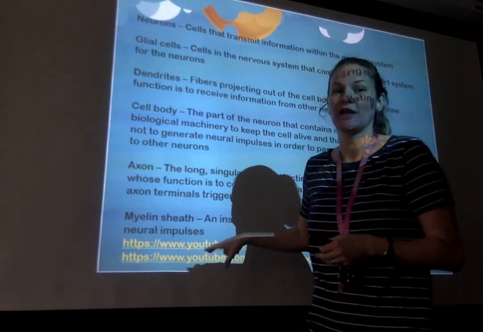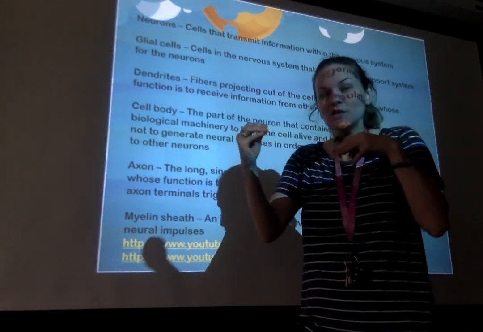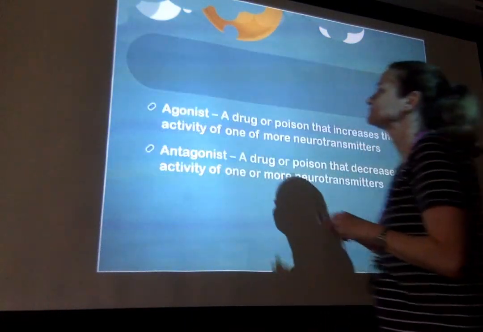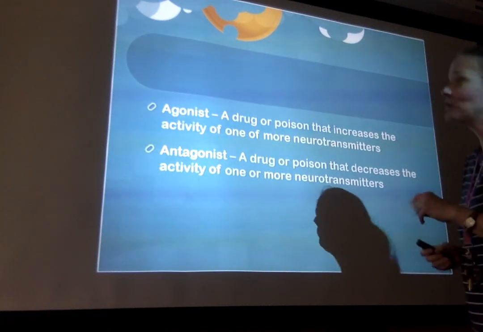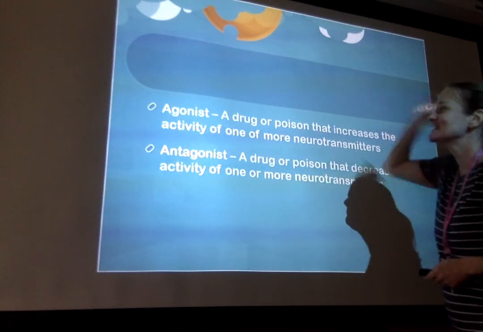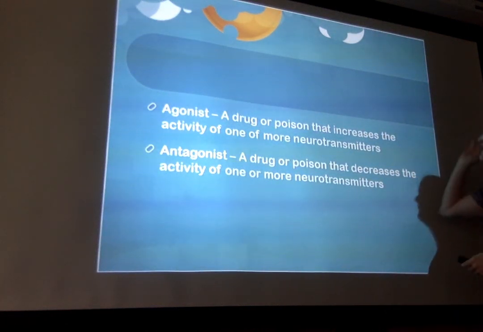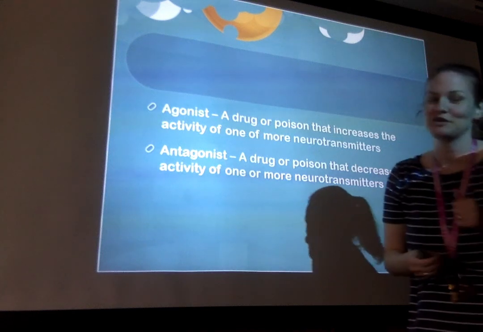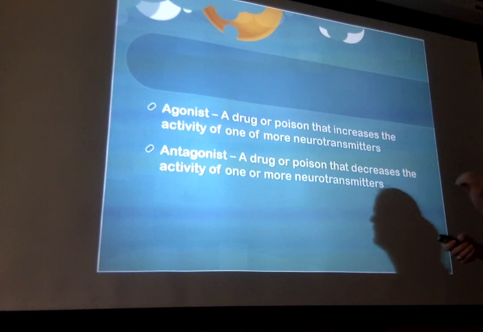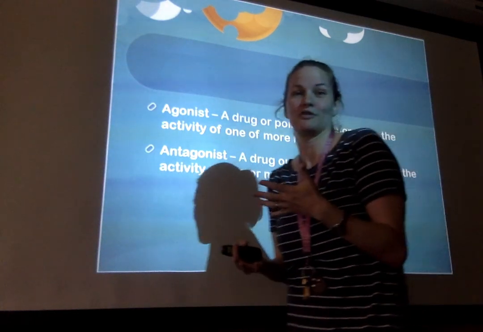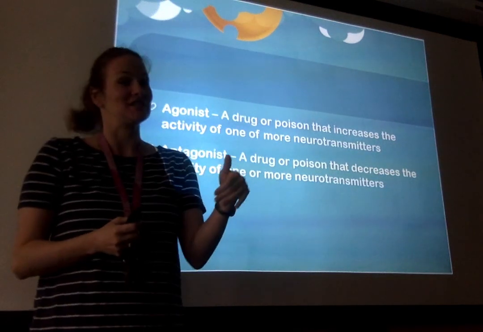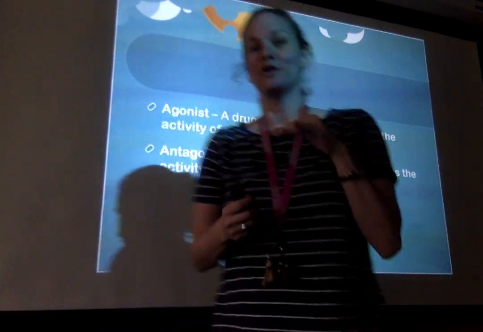These two videos do a great job with some computer graphics of taking you inside the brain and showing you the neurons, and showing you the dendrites and some of that. Okay, two things that are important to know about: an agonist and an antagonist. So an agonist is a drug or poison that increases the activity of one or more neurotransmitters, right? So an agonist actually increases one or more neurotransmitters, and an antagonist is a drug or poison that decreases one or more neurotransmitters.